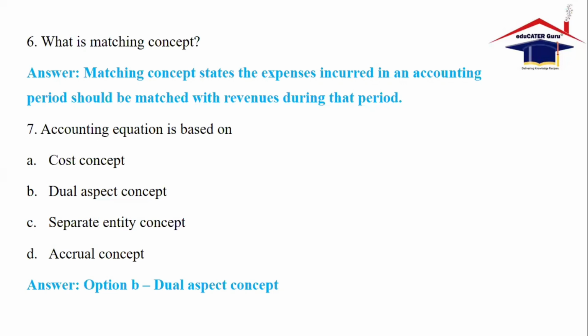That means whatever in asset any one account is reflected, the same reflection is there on the capital or liability side. So there are two aspects here. So that is why it is called as dual aspect concept, two reflections.